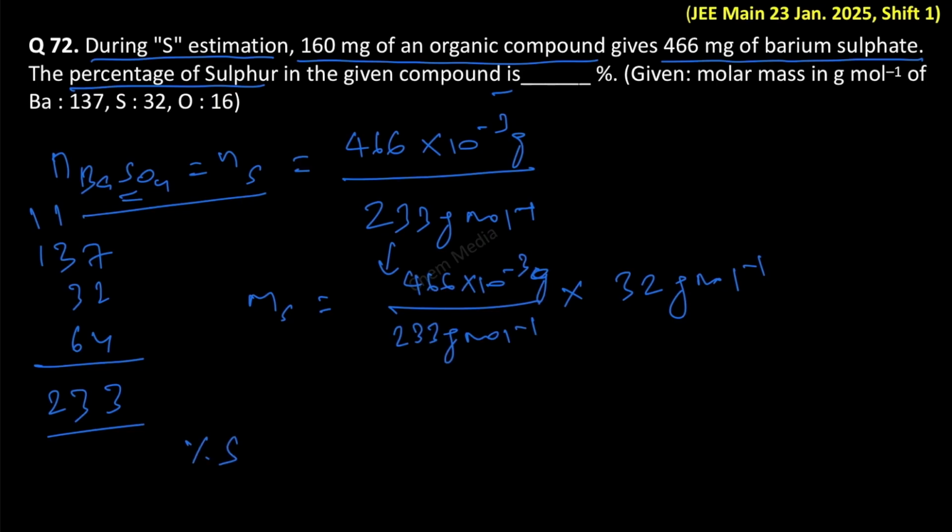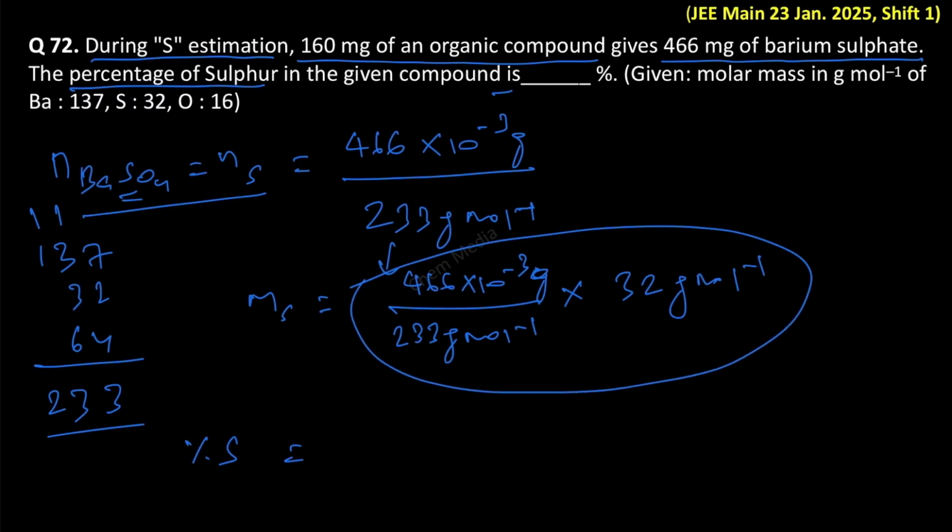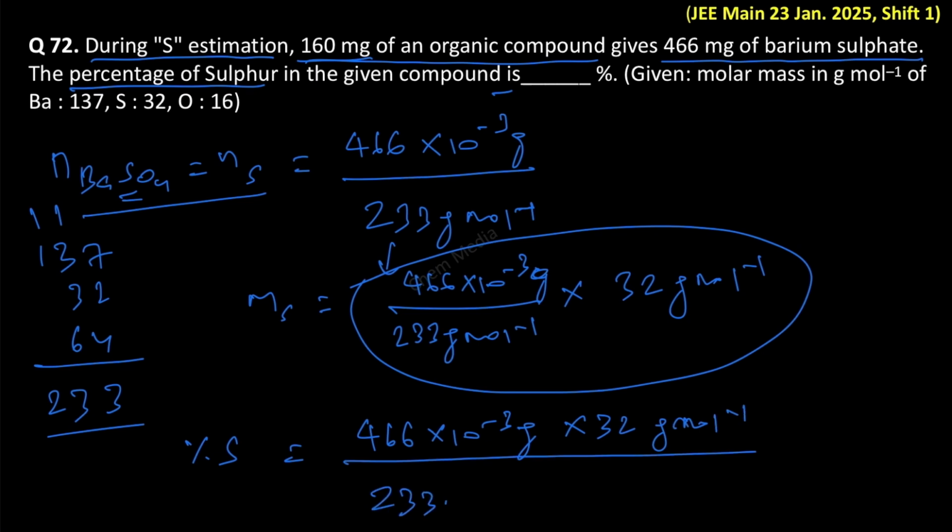Now percentage of sulfur is, we have to divide this entire expression by weight of the organic compound, that is 160 milligram, and multiply with 100. So therefore 466 times 10 to the power minus 3 gram times 32 gram per mole divided by 233 gram per mole times 160 milligram. So 160 times 10 to the power minus 3 gram times 100.